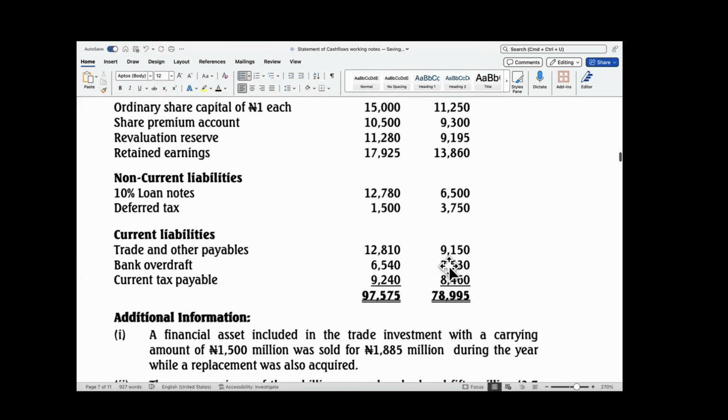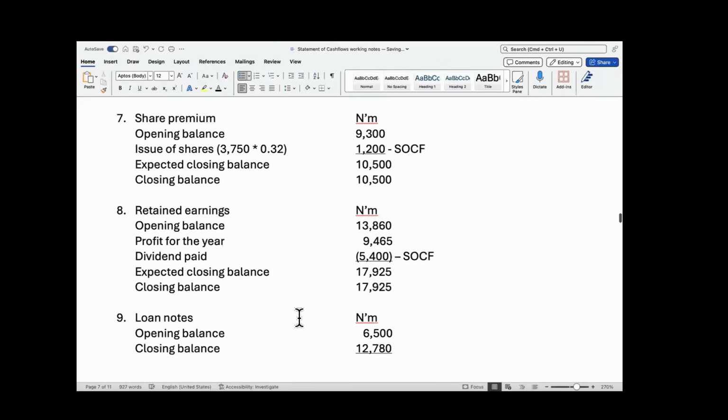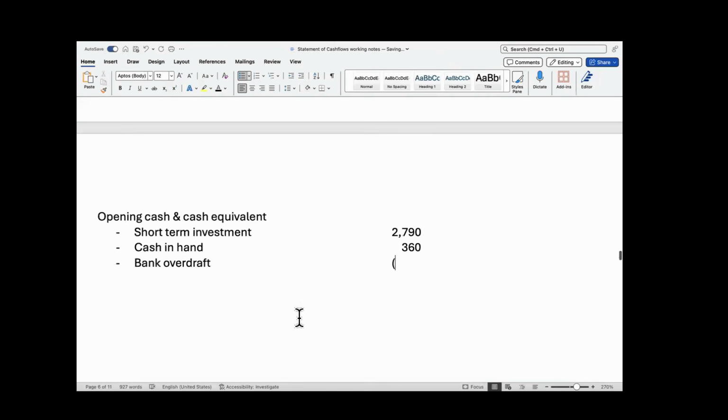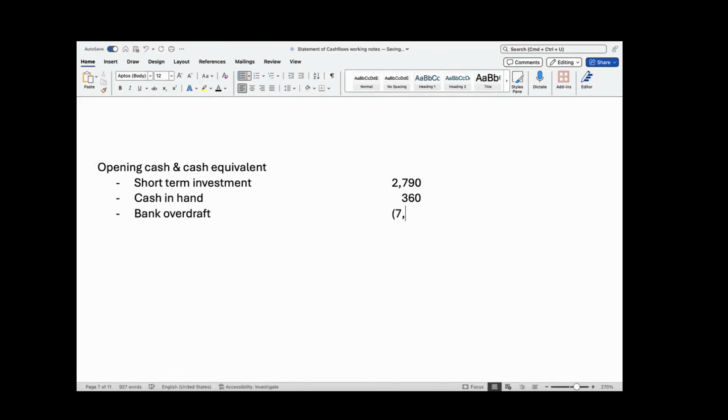And what's the bank overdraft? 7530 here. So what are we looking at? How much is that? Negative 4380. Outflow 4380, sir. Outflow. Okay.